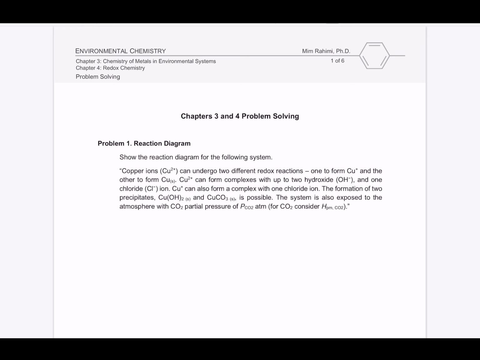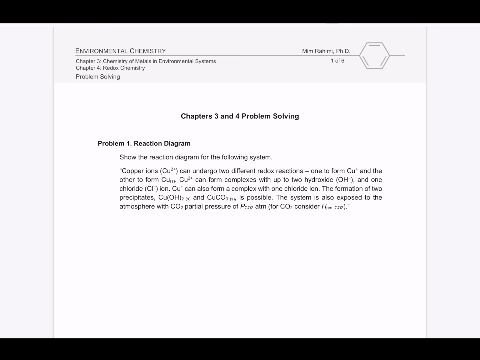In this lecture, we're going through problem solving related to chapter 3, which we talked about chemistry of metals in environmental system, and also chapter 4, in which we covered redox chemistry. So we're going to solve 4 related questions. The first one is mainly the conceptual problem, similar to the one we had in the homework, and the last 3 is basically more on the numerical side.